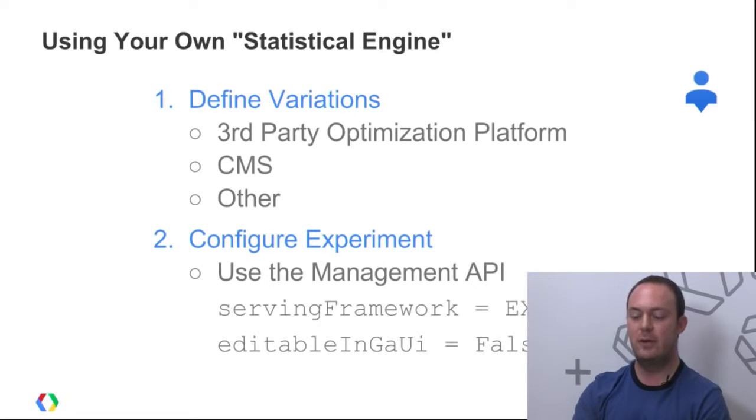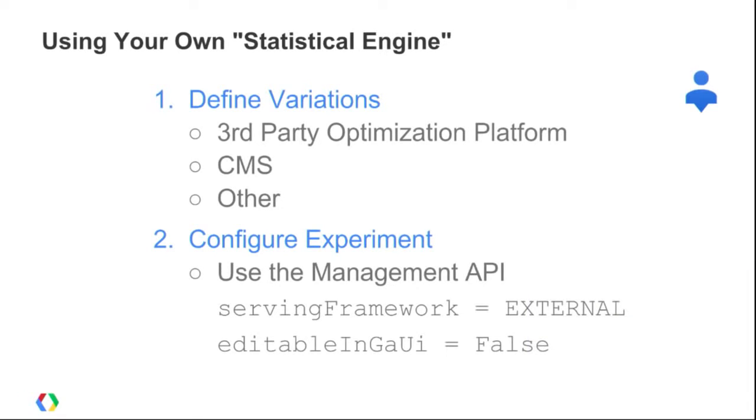So you would configure the experiment using the management API. And in this case, it's actually required that you use the management API to create this experiment, because you need to set the serving framework, which we mentioned earlier, to external. When you set it to external, it'll actually disable the multi-arm bandit. Then you can run your own experiments, and it won't affect anything in the reports related to what the multi-arm bandit would have normally done.